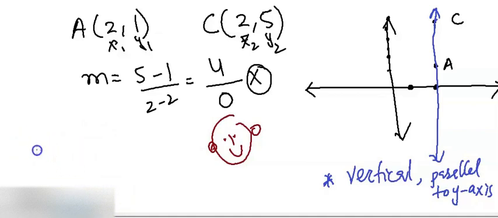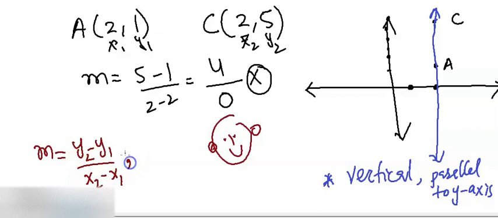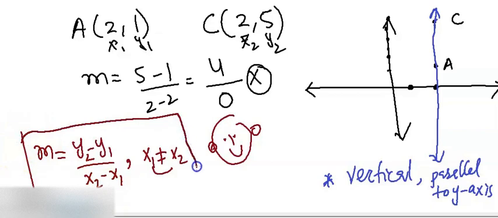Therefore, whenever you write the definition of slope, that is y2 minus y1 divided by x2 minus x1, we usually say that this slope is defined for non-vertical lines. In other words, x1 and x2 are not equal, because if x1 and x2 are equal, then the line becomes vertical and slope becomes undefined. So the slope is defined for non-vertical lines. So far so good.